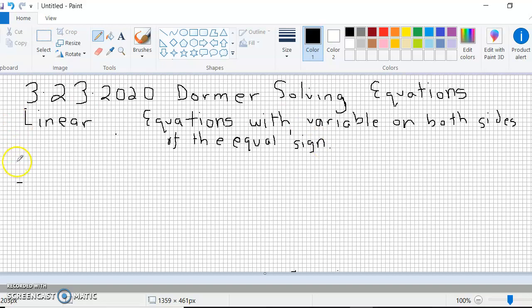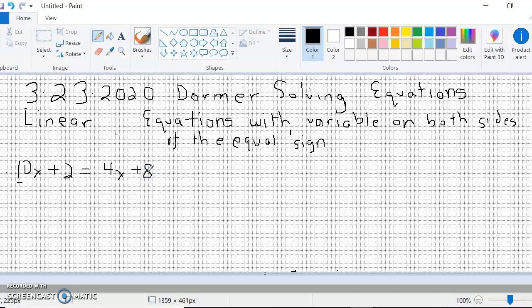Right, so if I had, again, I'm going to use 10x plus 2 is equal to, let's say, 4x plus 8. How do you go about solving this equation? Okay, so you have written this down.